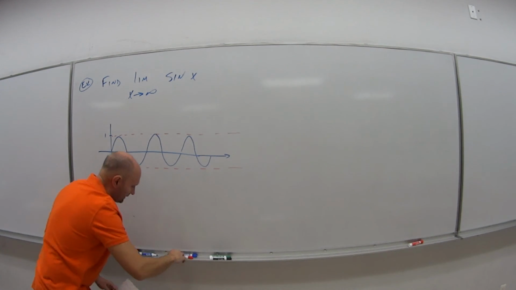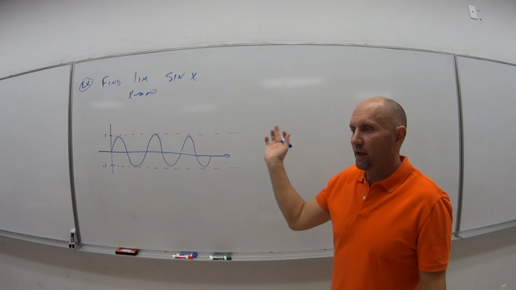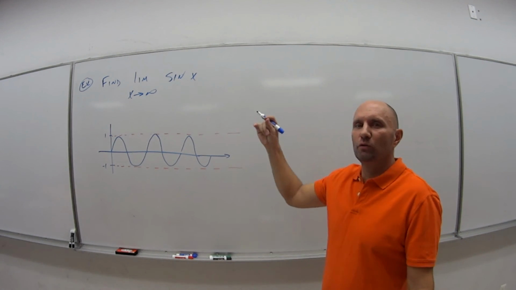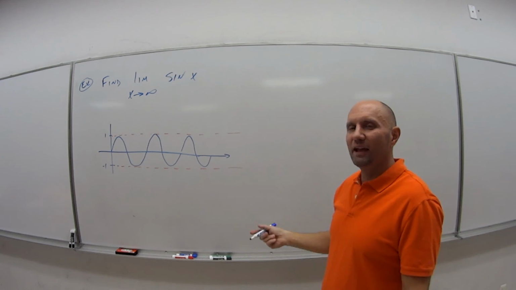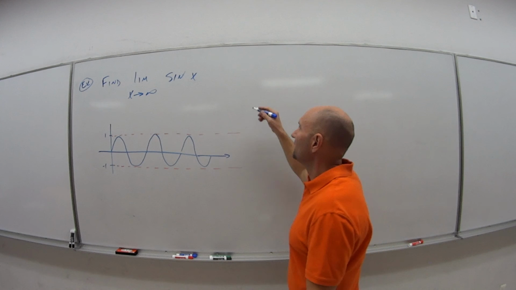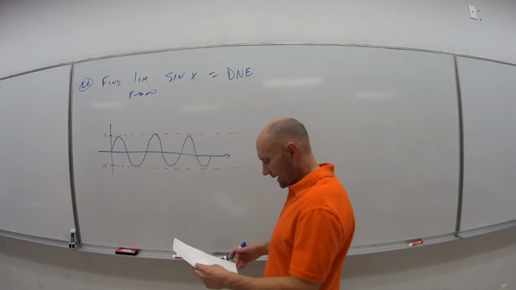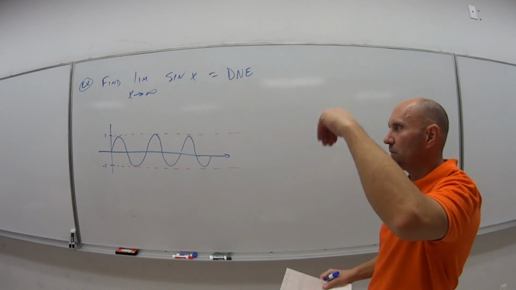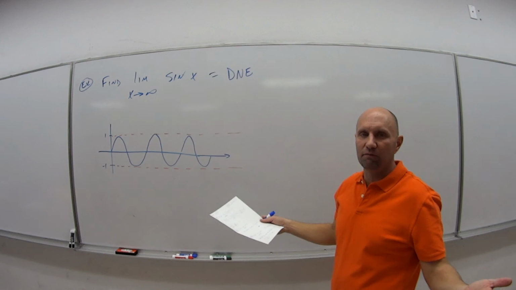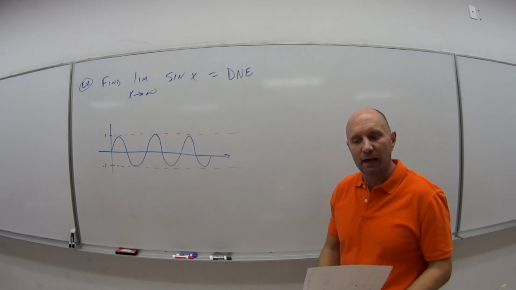So the limit is asking us what? As x approaches this number, what value does it get closer and closer to? Well, in this case, it doesn't get close to any value. It keeps bouncing, right? So in this case, the answer would be does not exist. It's bouncing between negative 1 and positive 1. It never gets close to any value. It just keeps doing that forever. So the limit does not exist.